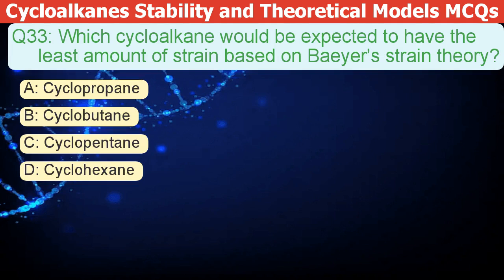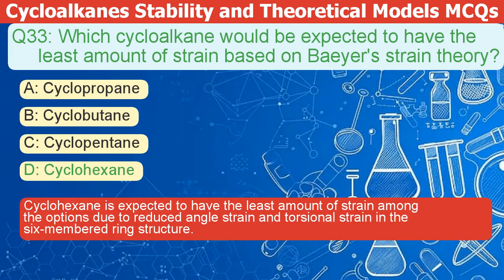Which cycloalkane would be expected to have the least amount of strain based on Bayer's strain theory? A. Cyclopropane. B. Cyclobutane. C. Cyclopentane. D. Cyclohexane. The correct answer is D. Cyclohexane is expected to have the least amount of strain among the options, due to reduced angle strain and torsional strain in its six-membered ring structure.